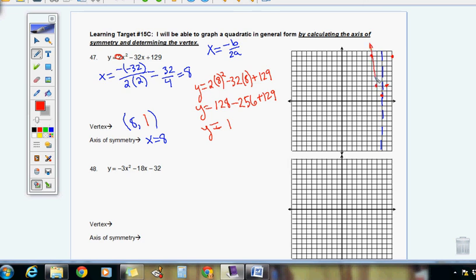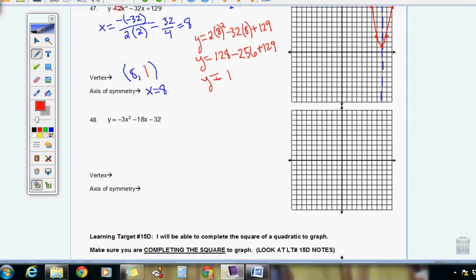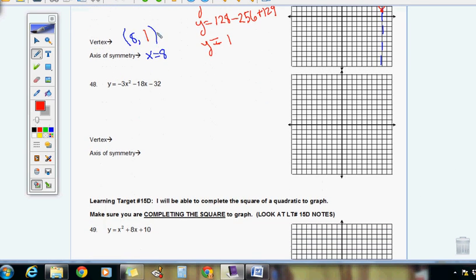All right, and then we're going to sketch our parabola. Wow, I'm getting better at this as it goes along. Okay, so hopefully that helps. You find the axis of symmetry, you plug in that, and then you get your y value of your vertex, and it's all there. All right, let's try it here.